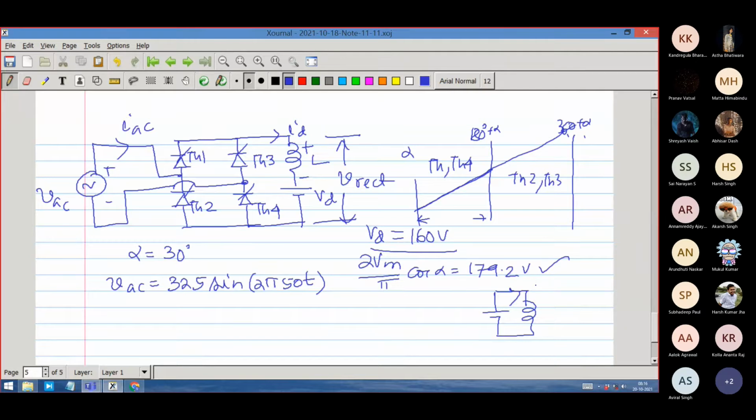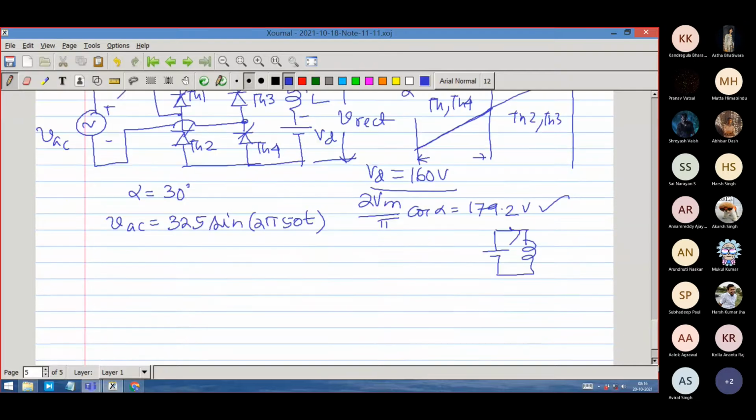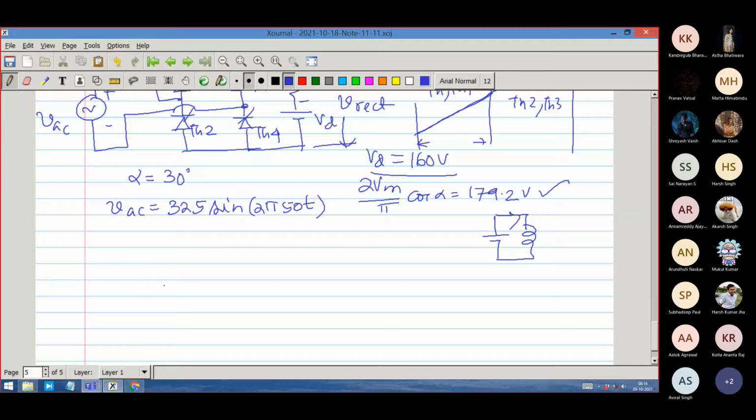There is no meaning in that circuit, right? What will happen in the less voltage case is that the current will continue to build, right? So continuous conduction mode of operation is ruled out. What is then possible is only discontinuous conduction mode of operation in this situation. In the discontinuous conduction mode, Vd must be greater than 179.2 volts. But discontinuous conduction mode is a valid operating mode of the circuit.